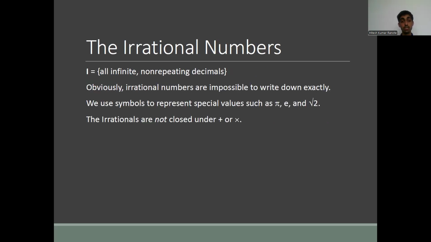Next, the set of irrational numbers. Irrational numbers are infinite non-repeating decimals. Obviously, irrational numbers are impossible to write down exactly. We use symbols to represent special values such as pi, the exponential function, and root 2. The irrationals are not closed under addition or multiplication.